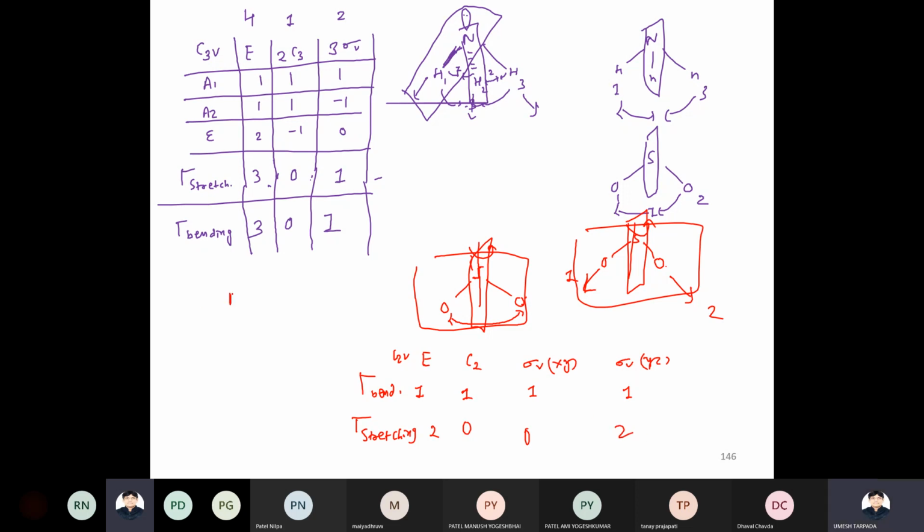We saw the same thing in the case of NH3. See, in the NH3, H1, H2 and H3. So this is one bending, this is second bending, this is third bending. This is called A, B and C. What happens if you apply the E operation? All remain the same as it is. All three remain as it is. If you give rotation at 120 degrees about the C3 axis, what happens?